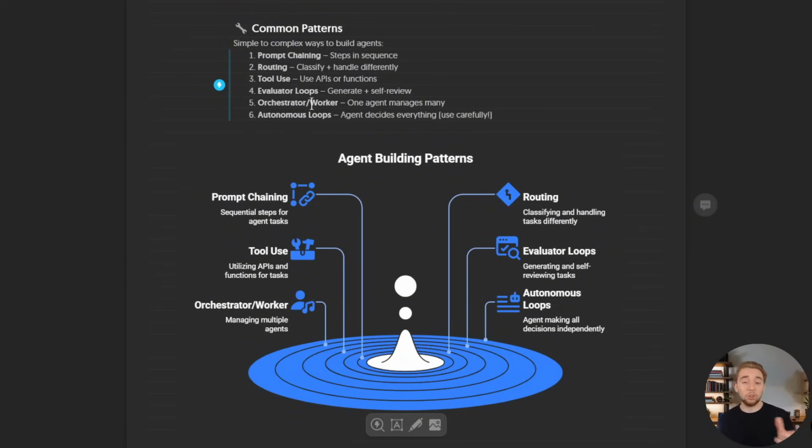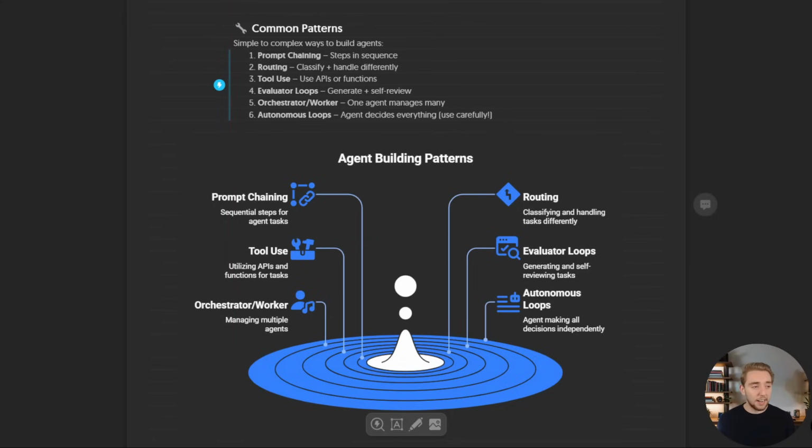Then we have the orchestrator and worker flow, where we have one primary agent that is managing many other agents, taking the task and splitting it up. And then we have autonomous loops. This is the most dangerous one, but this is where an AI agent decides everything. We don't have the human involved in any kind of way. The agents manage their own inputs and outputs for basically the entire process.